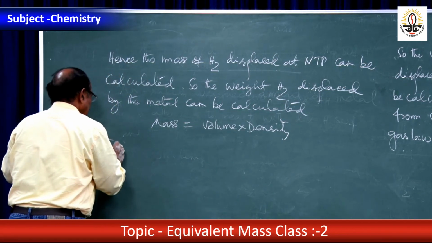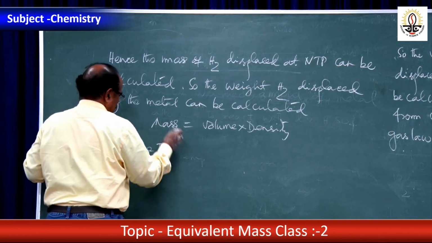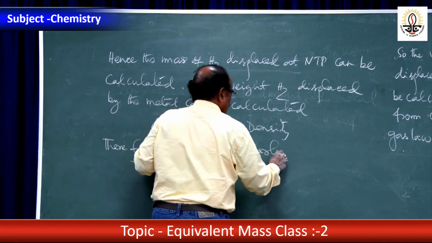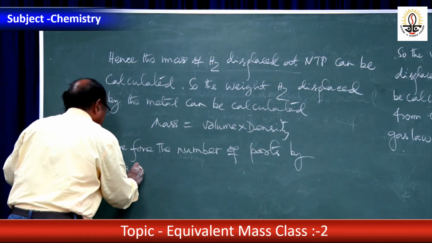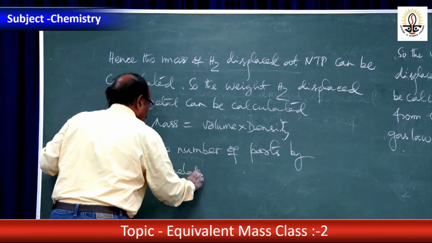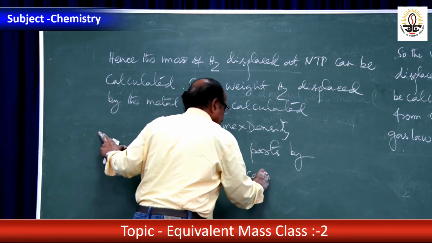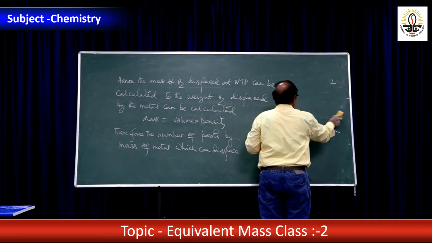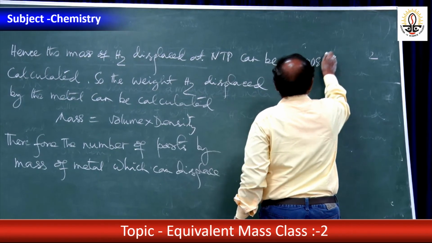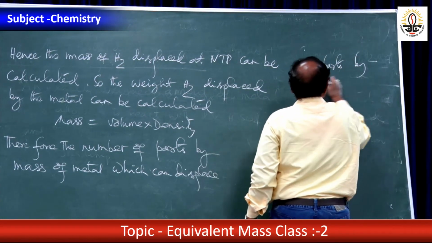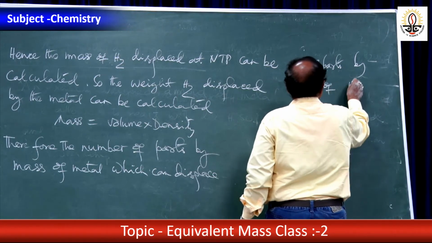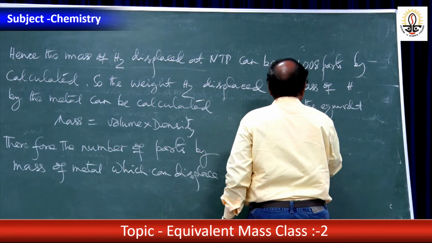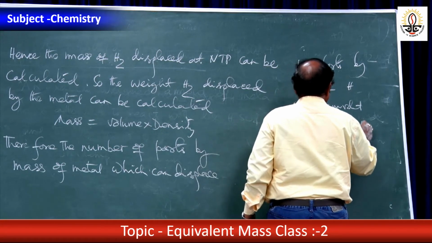Therefore, the number of parts by mass of metal which can displace 1.008 parts by mass of hydrogen is the equivalent mass, which can be known. So, this is the way how it is done.